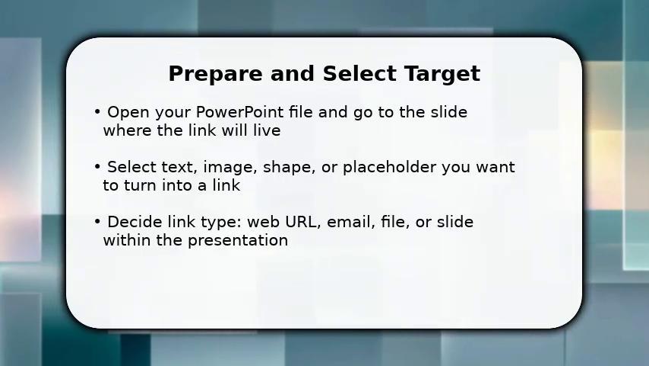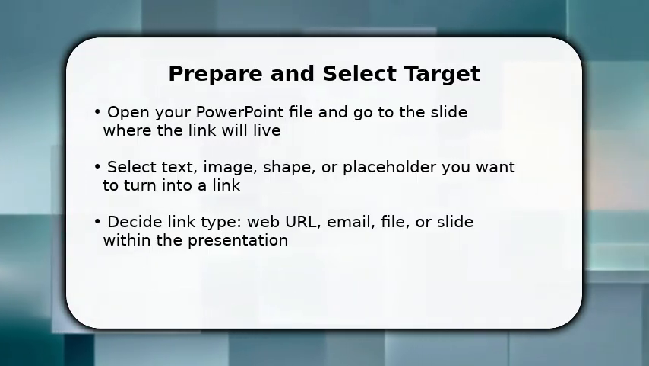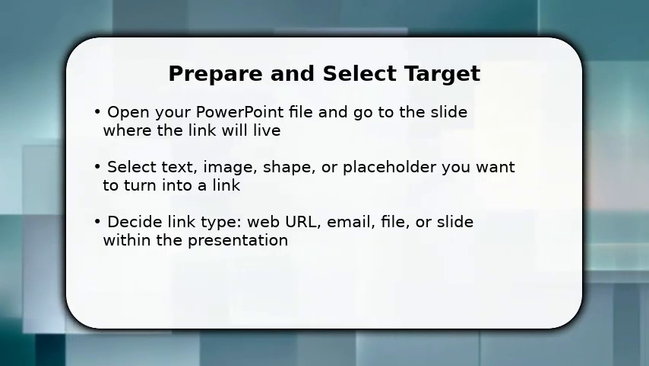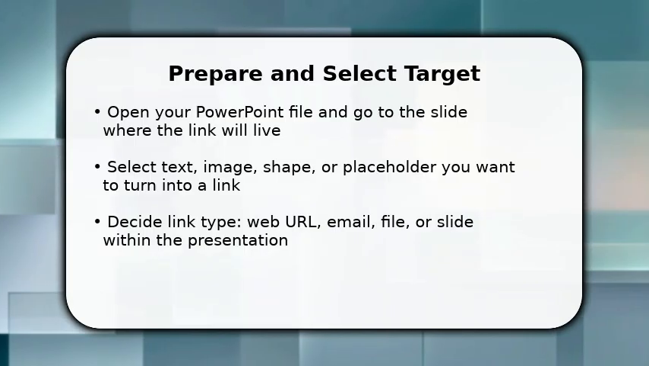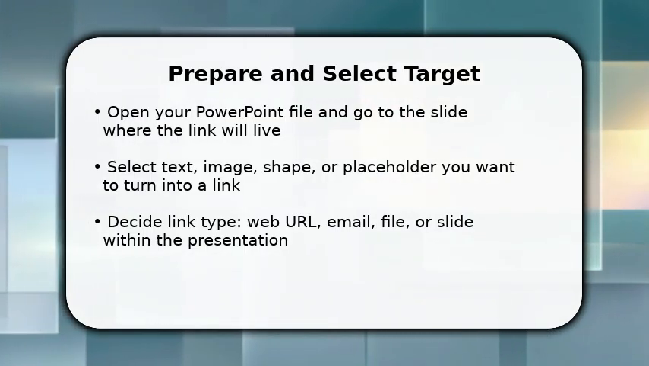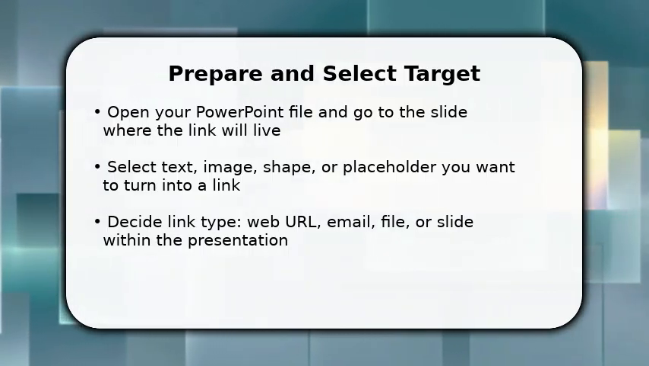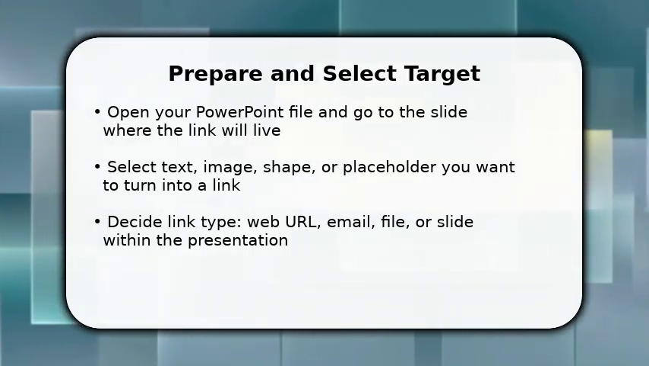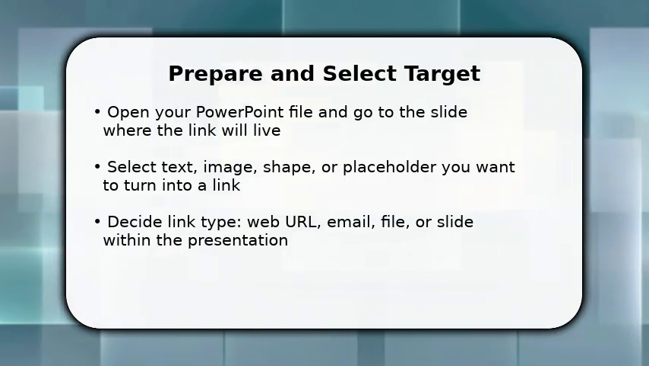You have the presentation open and a target selected. Now act. First, confirm whether you want a web URL, a file, an email address, or a slide-to-slide jump. Once decided, highlight the text or click the image or shape so PowerPoint knows what to link. Make sure the object is not locked or grouped in a way that prevents linking. If you plan to link to another slide, note its number. When ready, move to the Insert menu to add the hyperlink.